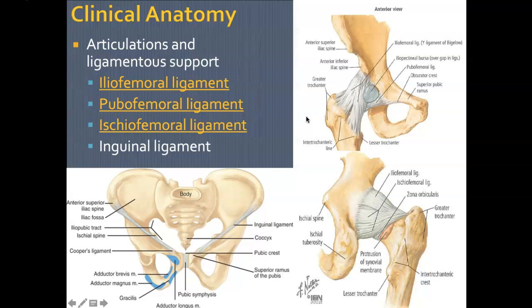In terms of the clinical anatomy and ligamentous support, there are 3 major ligaments that help to support the femoral head into the acetabulum or its articulation, right? And those are the iliofemoral ligament, the pubofemoral ligament, and the ischiofemoral ligament. So let me see if I can find all of those here. So we have the iliofemoral ligament here, which you guys all can see. We have the pubofemoral ligament, and I don't think we're going to see the ischiofemoral ligament on here, but it's okay. It has its own slide.